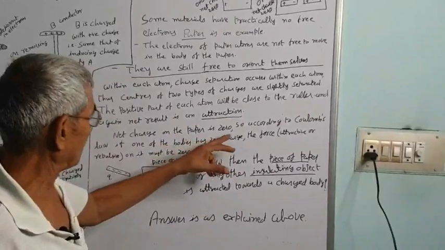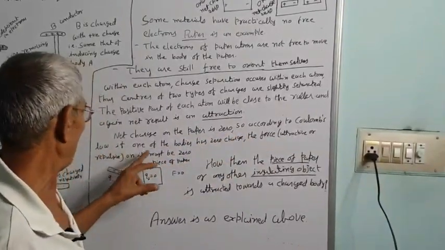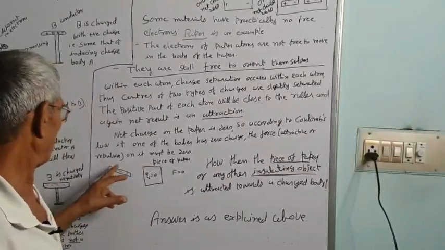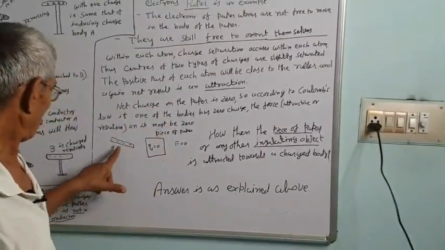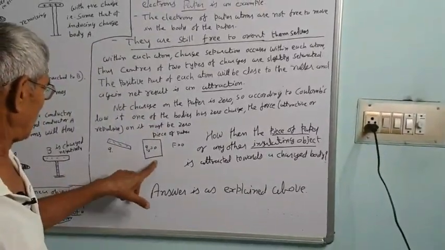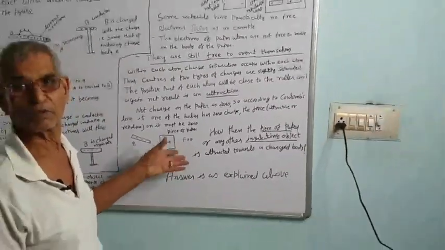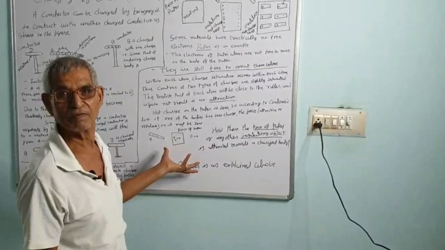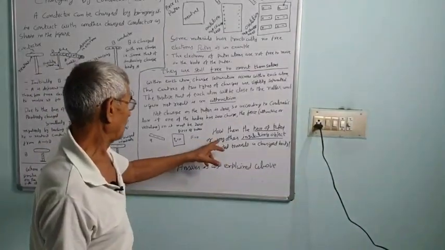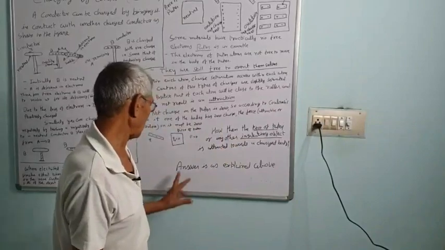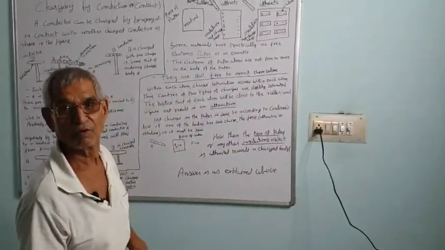So the net charge on the paper is 0. According to Coulomb's law, if one of the bodies has 0 charge, the attractive or repulsive force on it must be 0. Suppose this plastic ruler has Q1 charge, the paper has Q2 charge, and Q2 is 0. So F is equal to K Q1 Q2, but Q2 is 0, so all terms will become 0. How then is a piece of paper or any other insulating object attracted towards the charge? The answer is as I explained above.